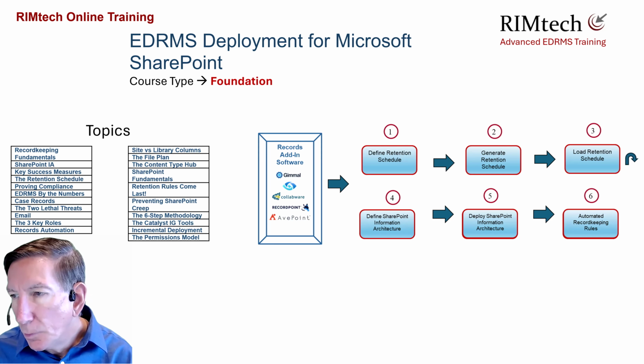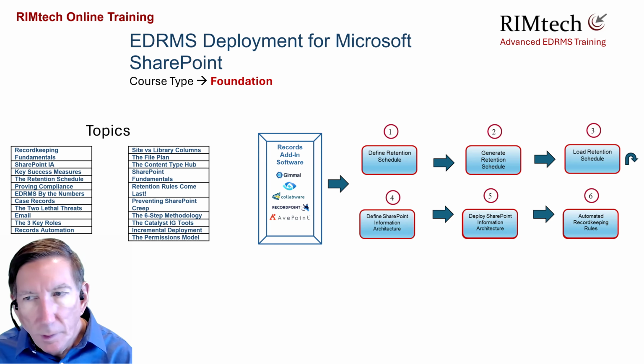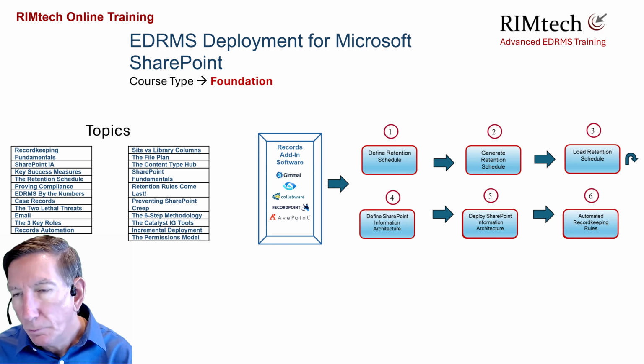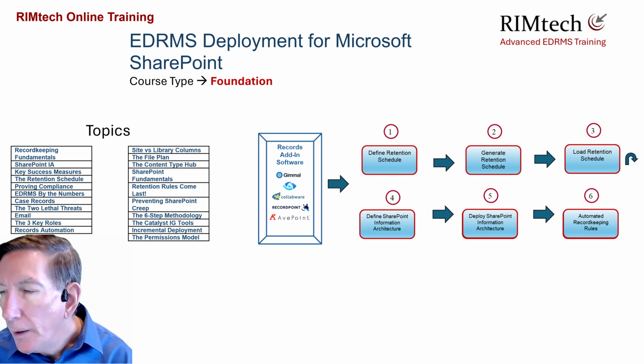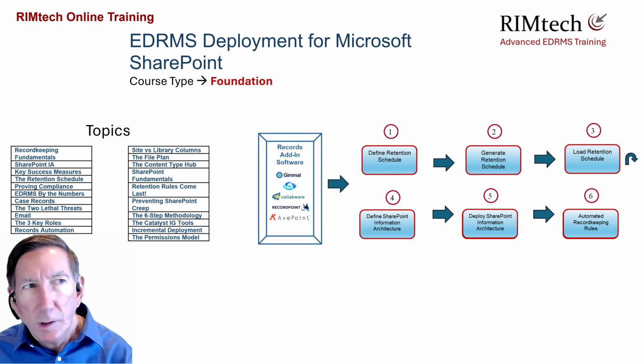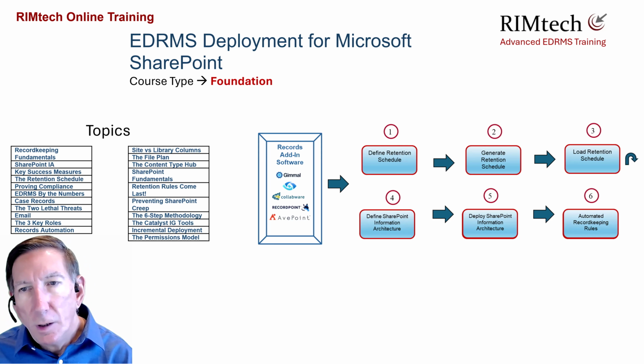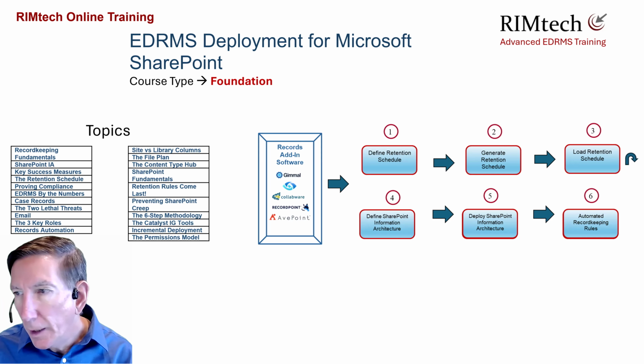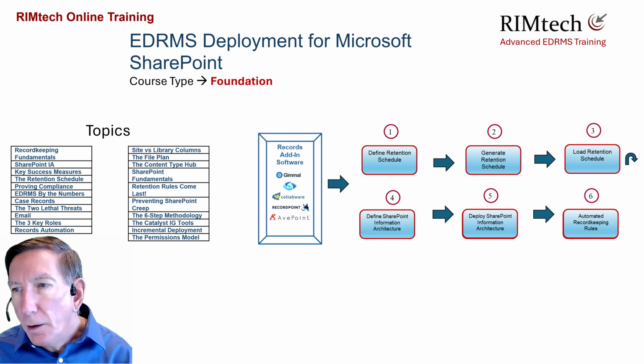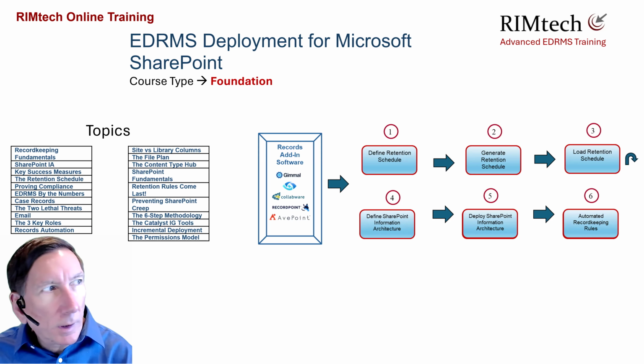Number 6 is once you've got the retention schedule into the record software of your choice, whatever it is, from one of those 5 products shown on the screen, and you have your information architecture set up. Only now can you put in your automated retention rules. Only then. Everything else has to be finished before you can do that. That's the final step.